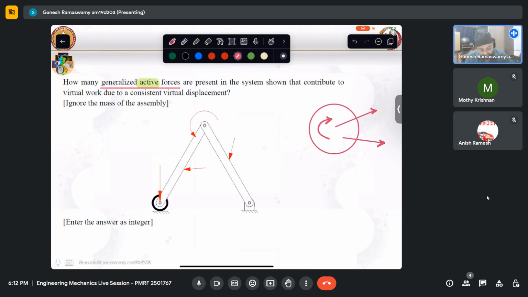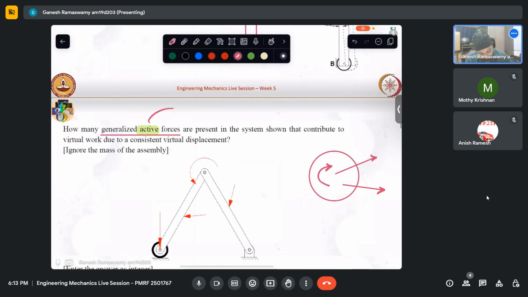Active forces essentially mean that the virtual work contribution by them is non-zero, meaning the forces whose virtual work contribution is zero are inactive in the system. They are not acting as such. Okay, so let us look at this question.